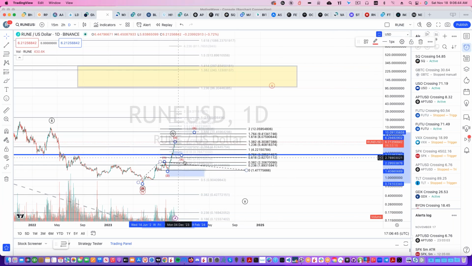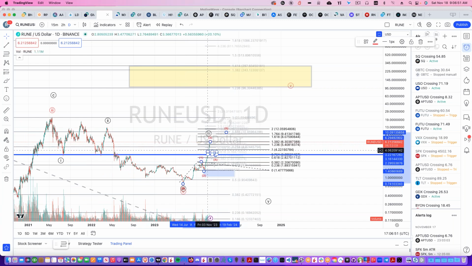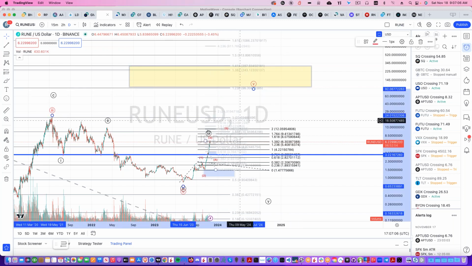Let me just double check. Yeah, that's right. Once we get a pullback, I'm going to add. I think I'm going to get a small position. But what's weird about this is there's no confluence between this 5 waves and this. So a couple things may happen. This could go vertical all the way to 96, like put in a 3rd, 4th, 5th, like stretch up into there. The way it's going, it's possible.